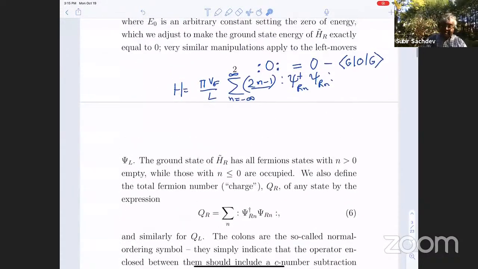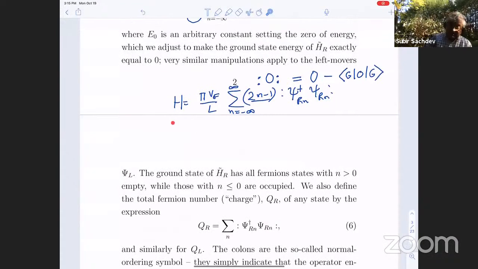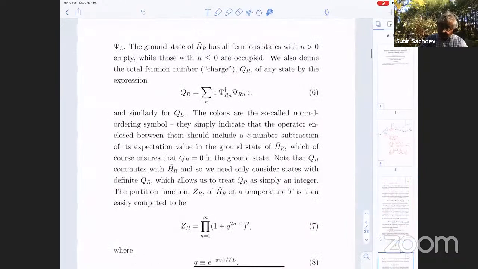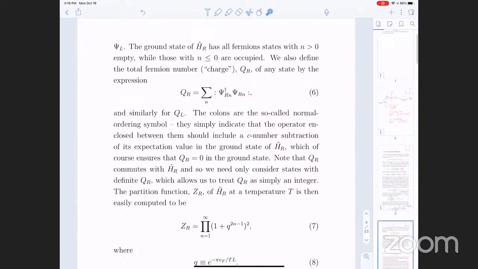Okay, so now for this Hamiltonian written right here of just the right movers, let's just compute the partition function. Okay, so let me do that on the next page and write it out.